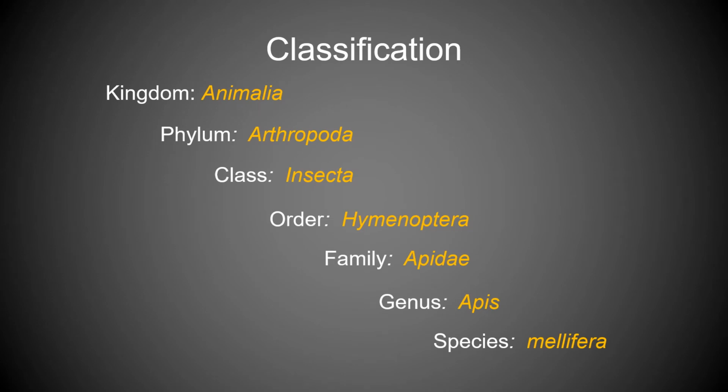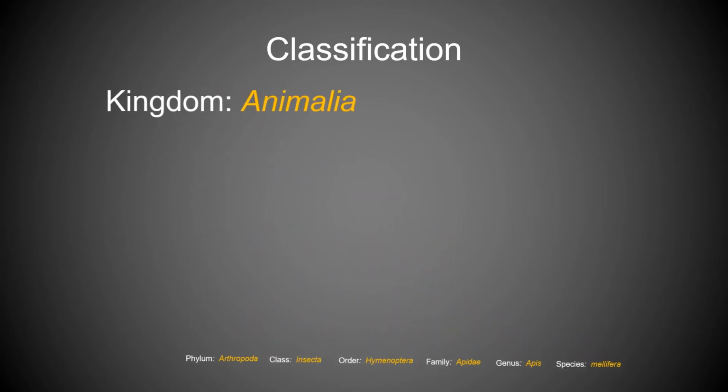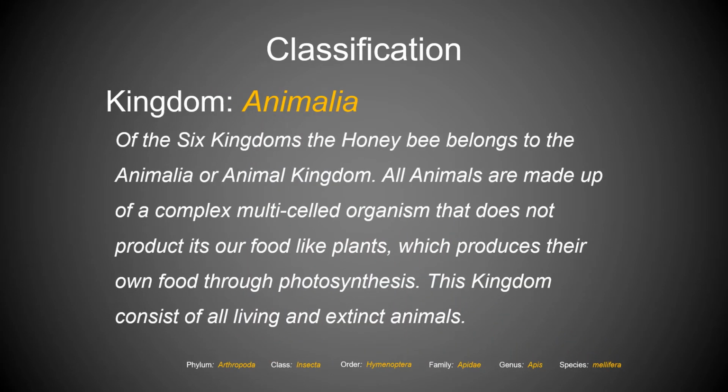In this section, we'll take a look at the classification of the honeybee, starting with the kingdom. Of the 6 kingdoms, the honeybee belongs to the Animalia or animal kingdom. All animals are made up of a complex multi-cell organism that does not produce its own food like plants, which produce their own food through photosynthesis. This kingdom consists of all living and extinct animals.